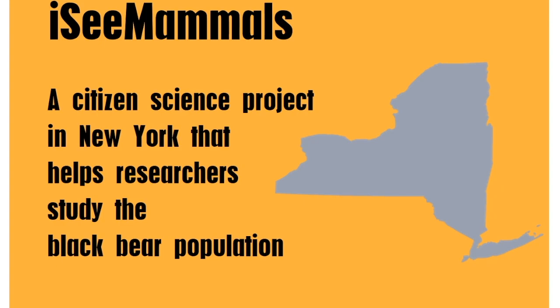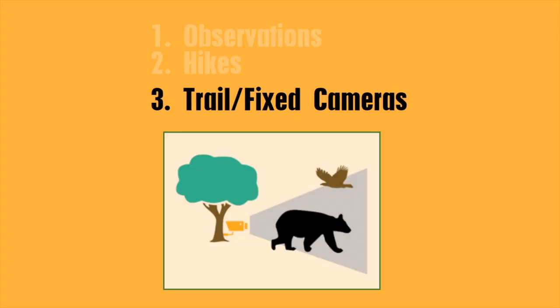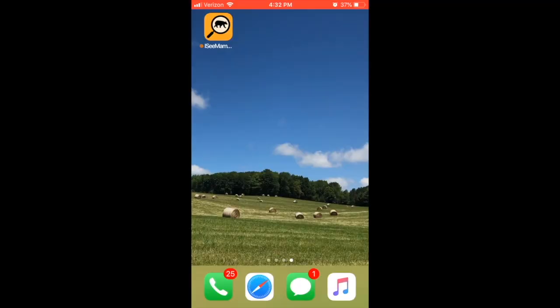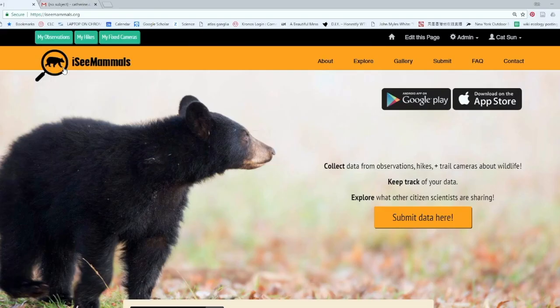iSeeMammals is a citizen science project in New York for helping researchers study black bears. This tutorial is for setting up and submitting data from trail cameras. This requires using both the app and the website.